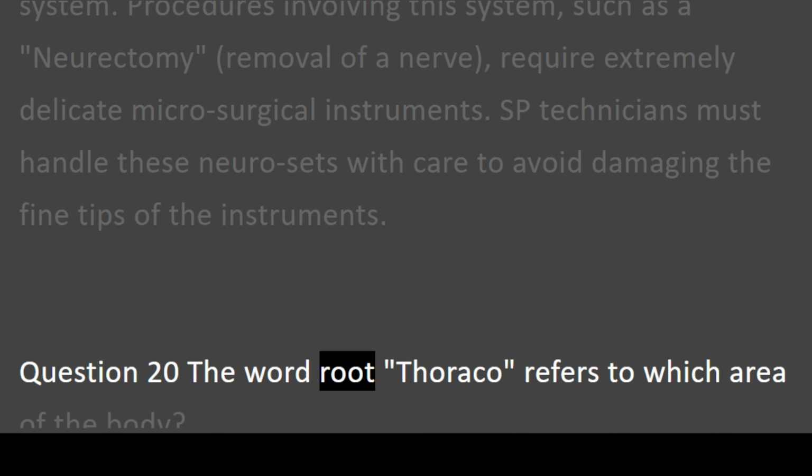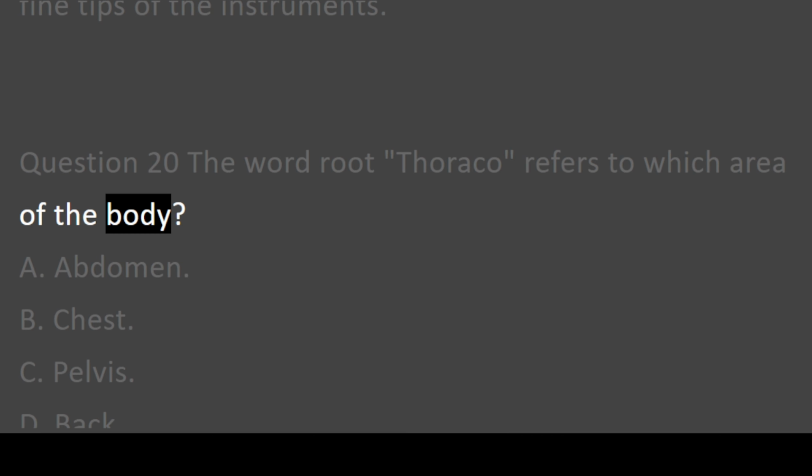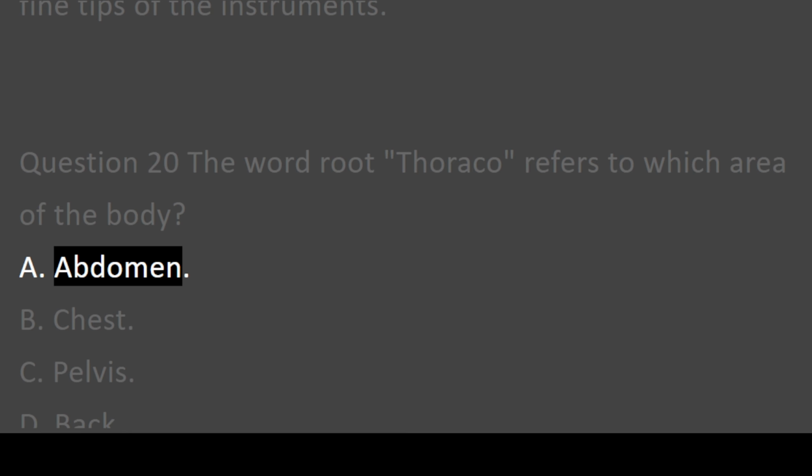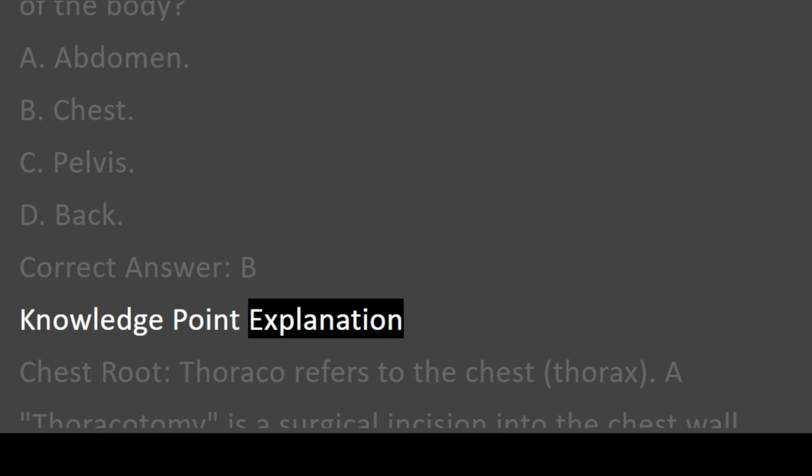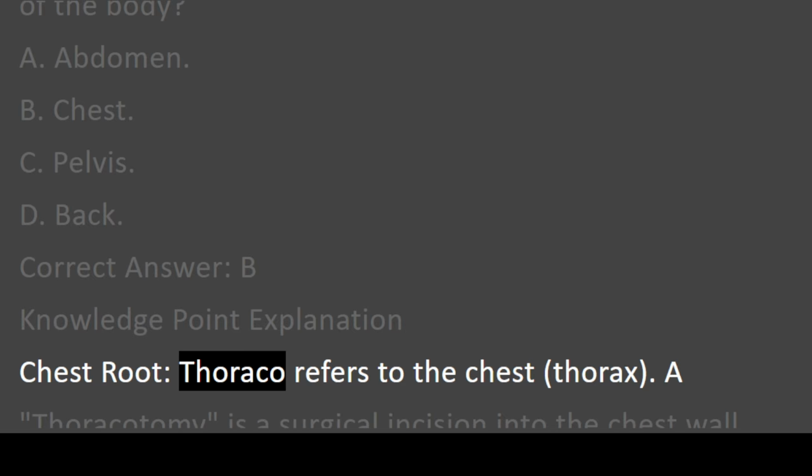Question 20. The word root thoraco refers to which area of the body? A. Abdomen. B. Chest. C. Pelvis. D. Back. Correct answer, B. Knowledge point explanation. Chest root, thoraco, refers to the chest, thorax.